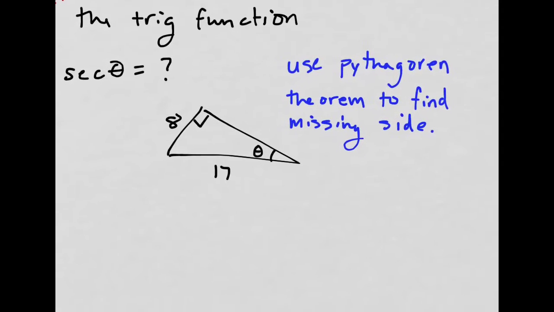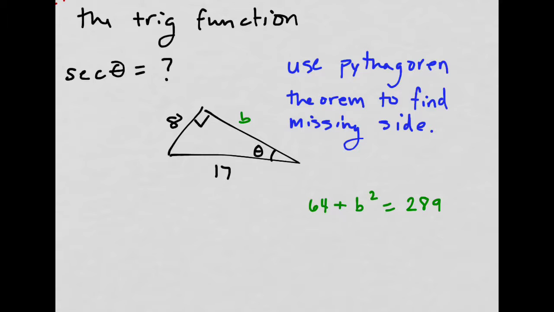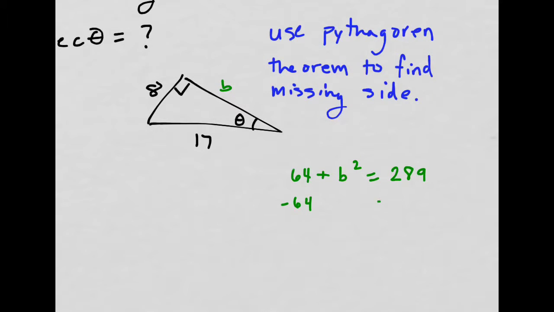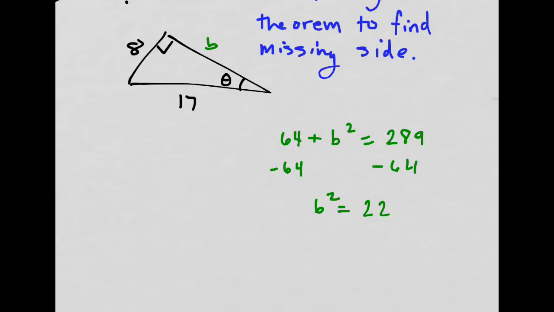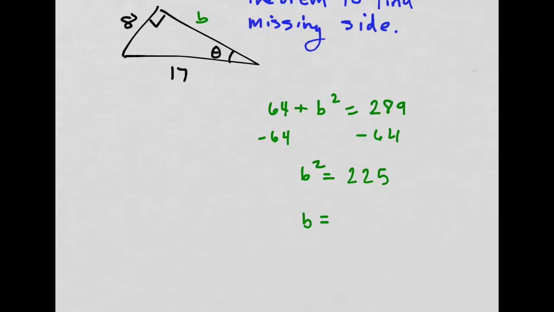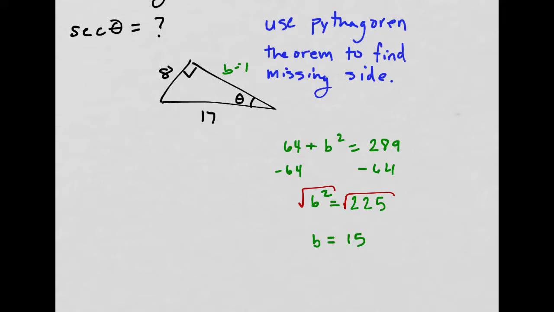So that's the first step. Use Pythagorean theorem to find the missing side. That means I have 8 squared, right? A squared, we can say this is b, so that would be b squared. So 8 squared is 64, plus b squared equals 17 squared, which is 289. I'll solve for b squared, and that gives me 225. Square root both sides, b equals 15. Okay, great, so this is 15.